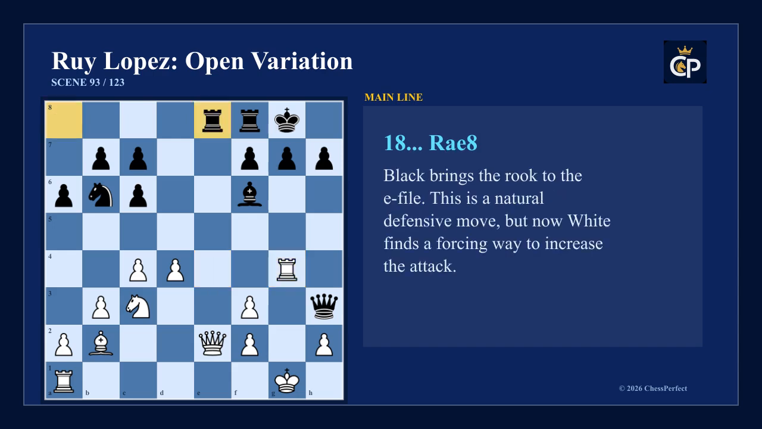Rook on the a-file to e8. Black brings the rook to the e-file. This is a natural defensive move, but now white finds a forcing way to increase the attack.